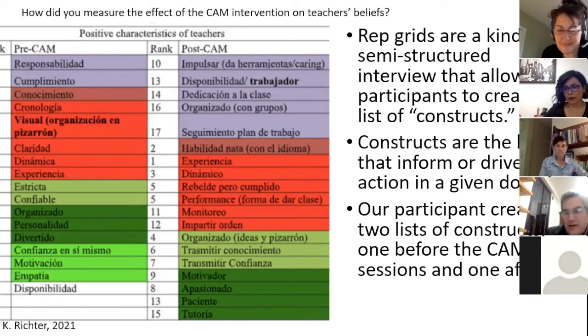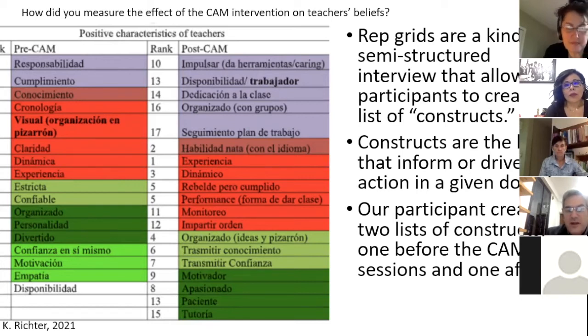We've had Repgrid interviews with a number of our participants, but right now I'm just presenting a slide of the constructs of a single participant. There were actually two interviews, a pre-CAM intervention interview and a post-CAM intervention interview. And looking at the screen, you can see a list of the constructs.